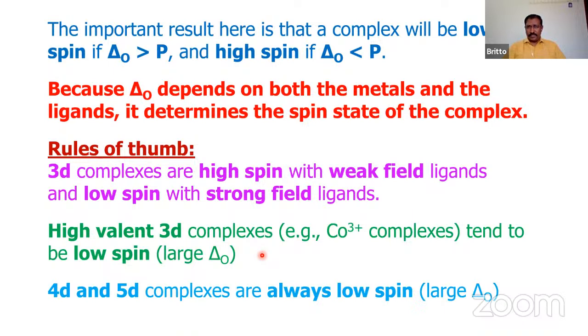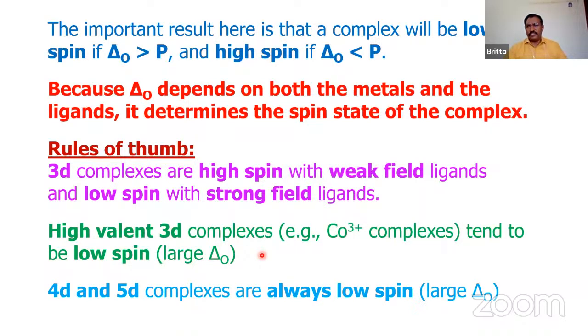If it is high spin, that is, if the splitting energy Δo is less compared to the pairing energy, the electrons would prefer to first occupy orbitals individually, and then pairing takes place. Because Δo depends on both the metals and the ligands, it determines the spin state of the complex. Now, there are rules of thumb.